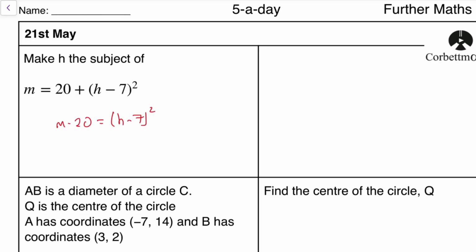I'm then going to take the square root. Now at this stage, and I'm also going to move it over to the other side, I need to be careful because it's not the square root of m minus 20, it is plus minus the square root of m minus 20. And that is because, unless otherwise instructed, I'm not sure whether to take the positive or the negative value, which is why when we do the quadratic formula, we use plus minus. Add 7 to both sides, and that gives me a final answer of h is equal to 7 plus minus the square root of m minus 20. And that is the first question done.